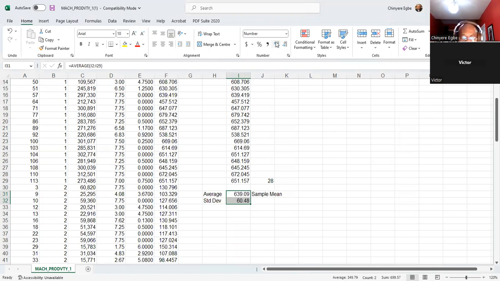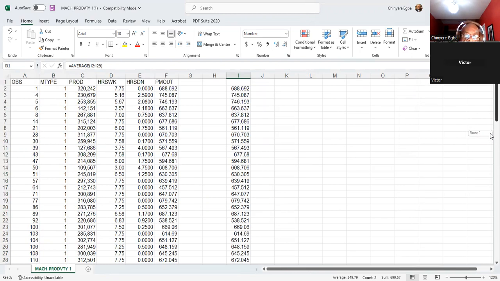Okay, so you see the average change there. So the average is 639 now. That's correct, because it is per minute, not for the whole day. You get the point? Yes. Because what you were measuring initially was the total output for the whole day, for the 7.75 hours. Okay. So now we have the per minute output.